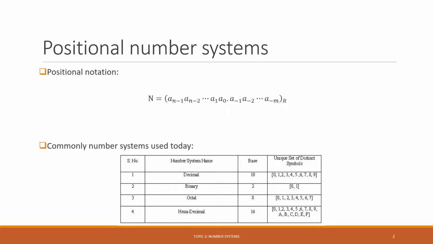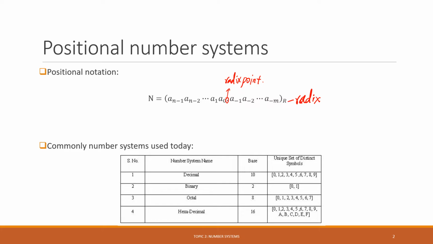Here the R represents the radix, so that's the base of the number system. For decimal, it's 10. For binary, it's 2. And also we have this point, called the radix point. In decimal, it's called the decimal point. In binary, it's called the binary point.